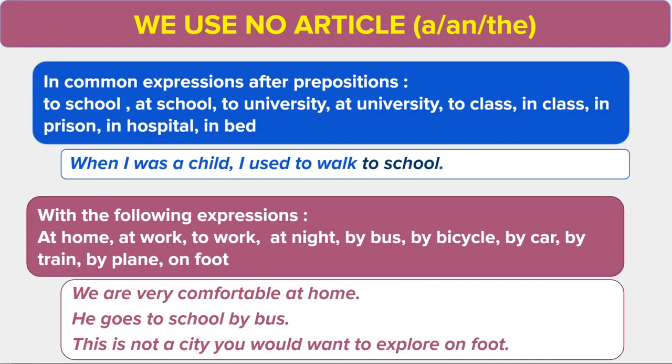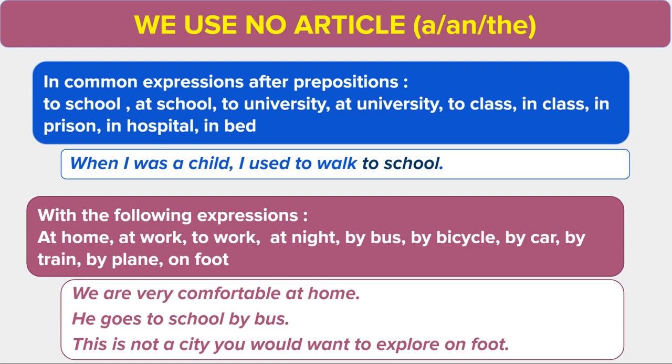We use no article in common expressions after prepositions. To school. At school. To university. At university. To class. In class. In prison. In hospital. In bed. For example, when I was a child, I used to walk to school.